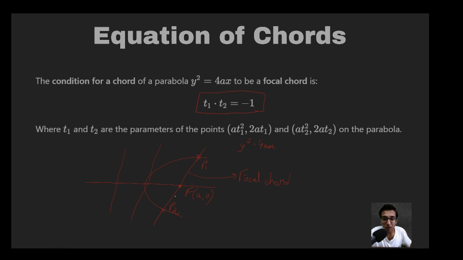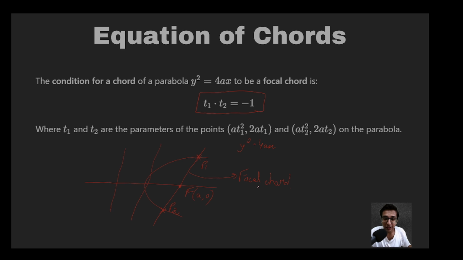And apart from that, what else can we find out? That this is a chord of this parabola. So if you remember, if I put the equation of this line into the equation of this parabola and form a quadratic, and then find the discriminant, it will always be greater than 0 because the line is cutting the parabola at two different points.